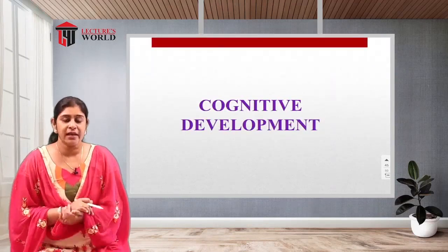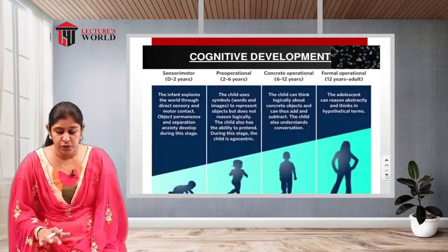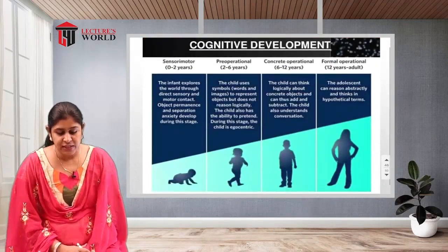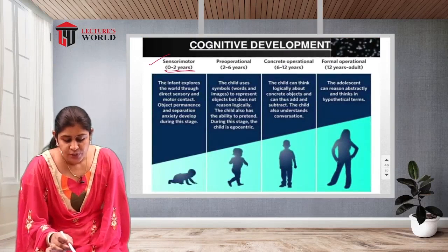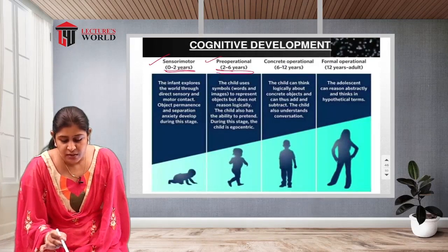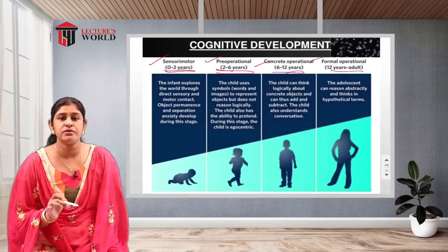Next comes the cognitive development. In this picture you can see the cognitive development stages. Sensory motor, that is 0 to 2 years. Pre-operational stage, that is 2 to 6 years. Concrete operational stage, 6 to 12 years, and formal operational stage, 12 years to adult.